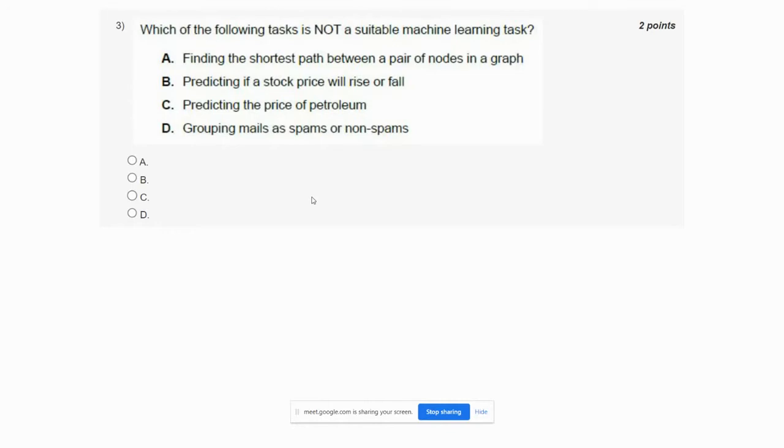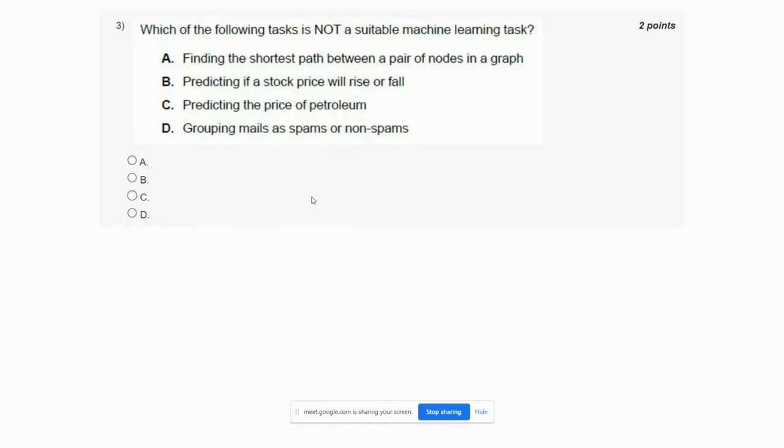Under which category does graph neural networks come, ma'am? Because graph neural networks is also, I believe, a part of machine learning. So using graph neural networks, we can find the shortest path distance, I believe. So under which category does graph neural networks come? Because we use graph neural networks to find the shortest path, in fact.